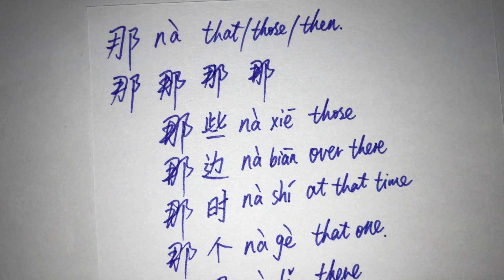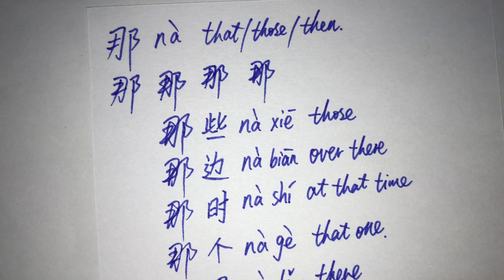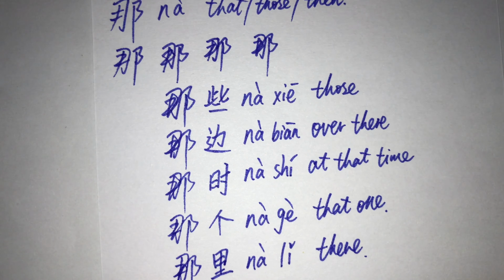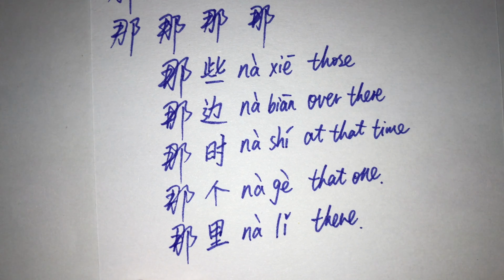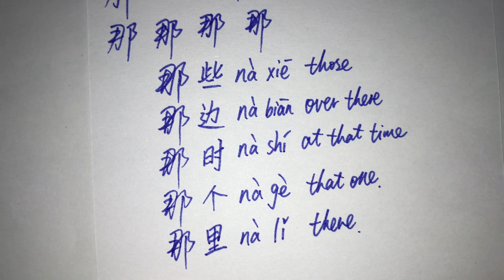那 that, those, then. 那些 those, 那边 over there. 那时 at that time. 那个 that one. 那里 there.